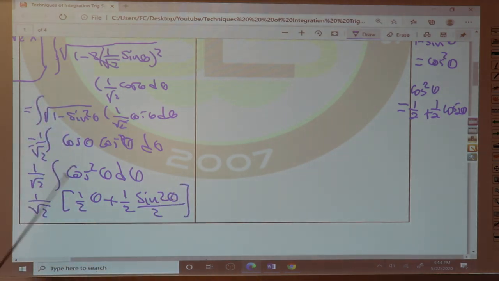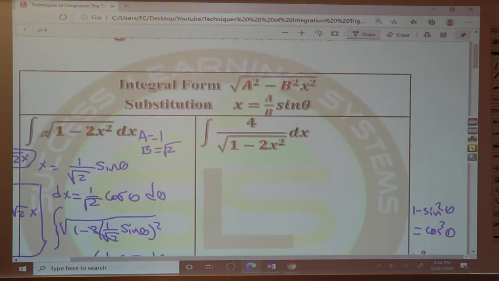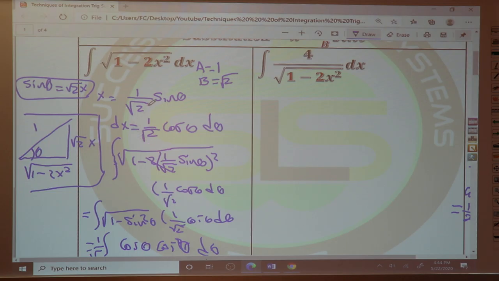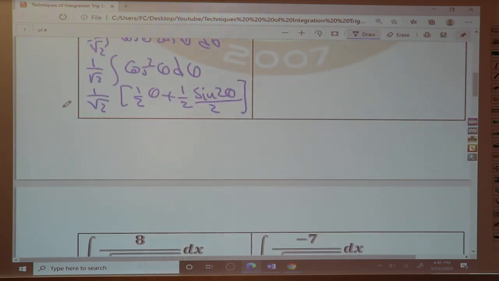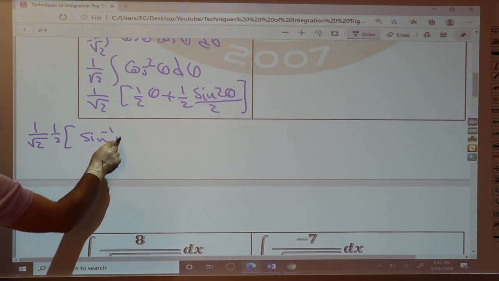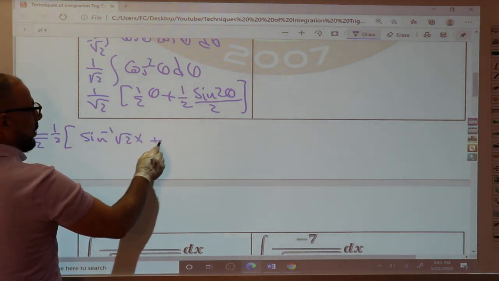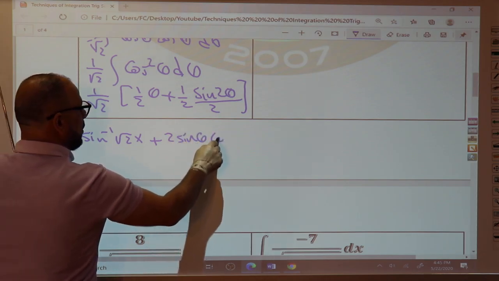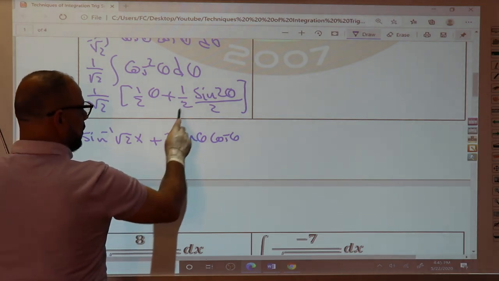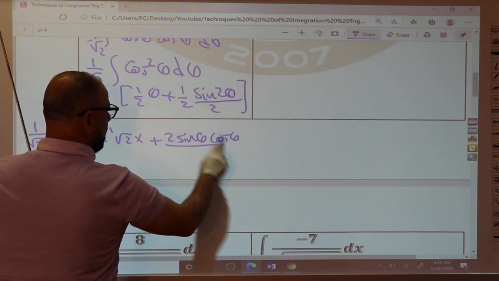Now, all what you need is to bring the theta to its original. Theta equals what? Go back here, go to the triangle I have. Theta equals sine inverse. Sine theta equals what? Then theta equals sine inverse of square root of 2 x, right? Then 1 over 2, and I can take the half also out. And sine 2 theta is what? 2 sine theta cosine theta over 4. Right? And here, what? 2 times 2, 4.